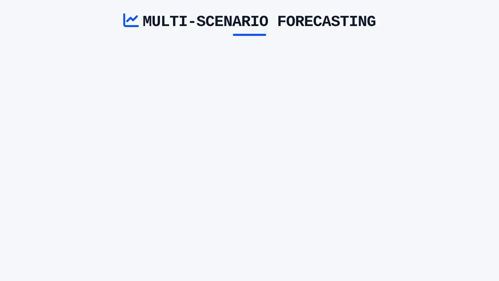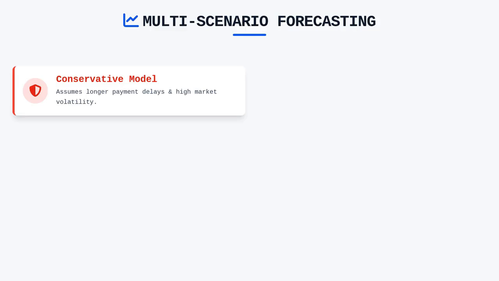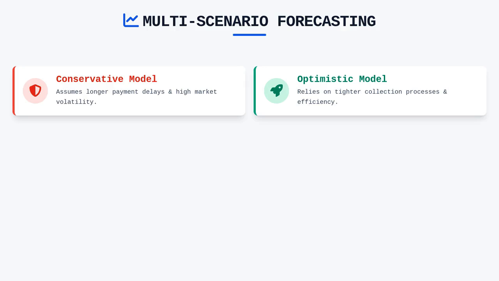It is worth noting that the system allows for the creation of multiple forecast models simultaneously. You might run a conservative scenario that assumes longer payment delays from customers and compare it against an optimistic plan that relies on tighter collection processes. This comparative analysis is fundamental to sound financial planning, as it accounts for market volatility and operational risks.